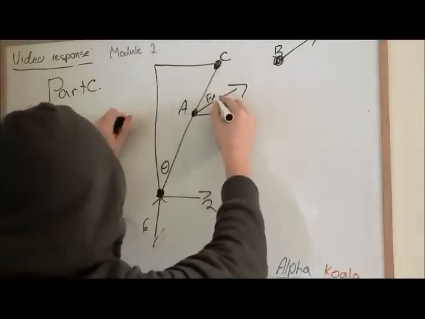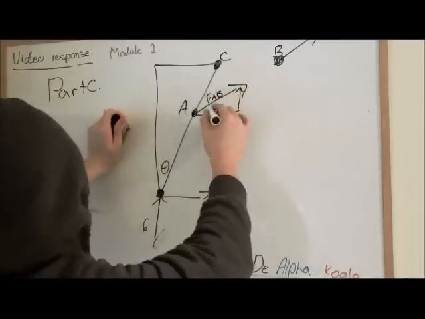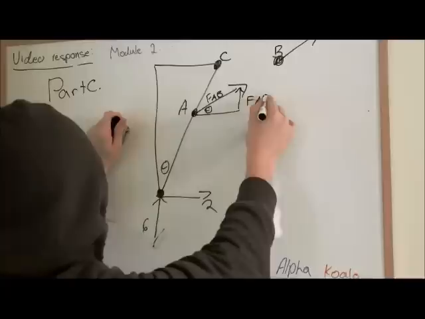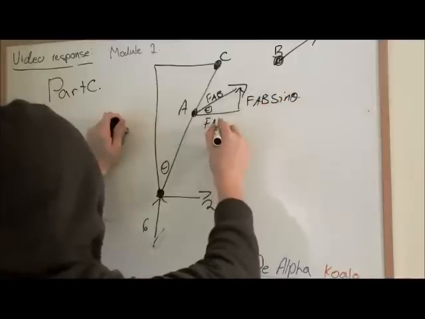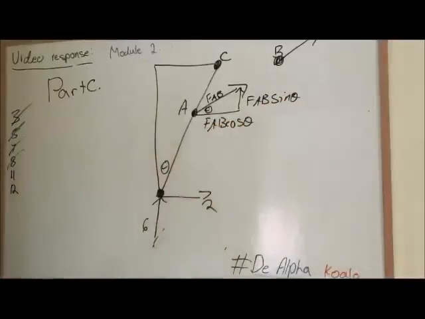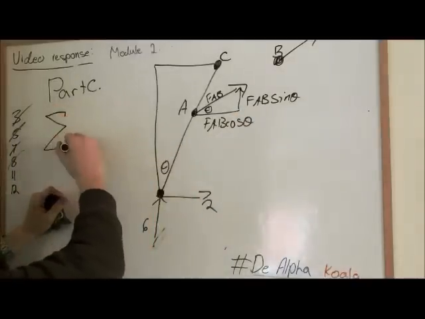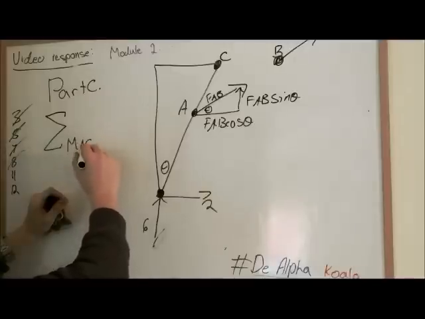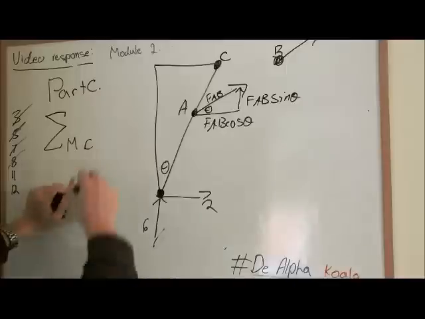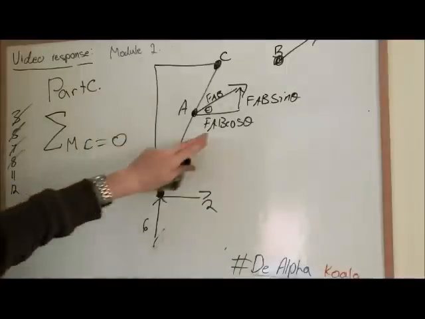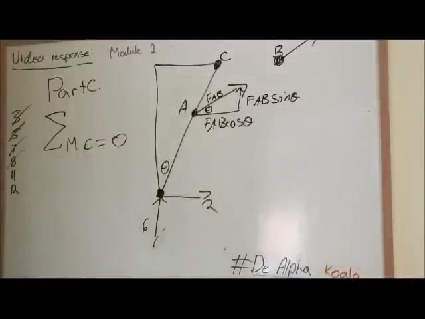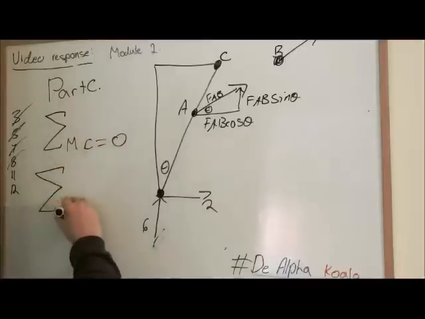That's going to be force FAB. If we know this angle in here, this will be FAB sine theta and FAB cos theta. The reason we're writing these in terms of FAB is so we only have one unknown variable, and by doing that we can calculate the value of FAB. So the sum of moments about C will equal 0. We can use all those to work out what FAB is. And once we have FAB, it's not going to be very difficult, because we know that the sum of y is going to equal 0.